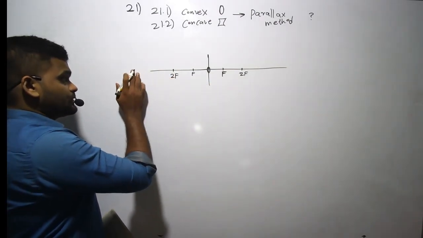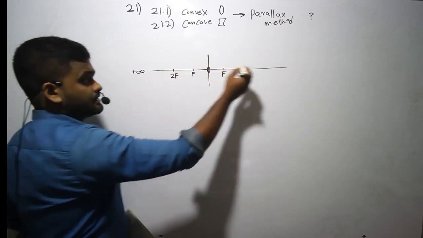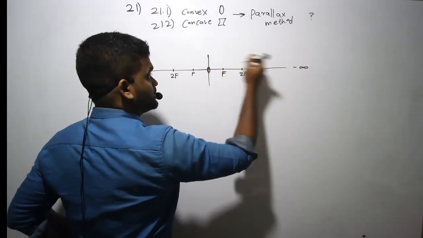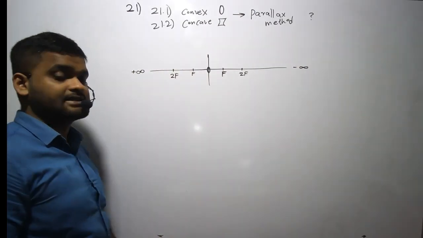So to this one, we can say that this is positive infinity, this is negative infinity. So the values to this side negative, to this side positive, right? According to the sign convention.